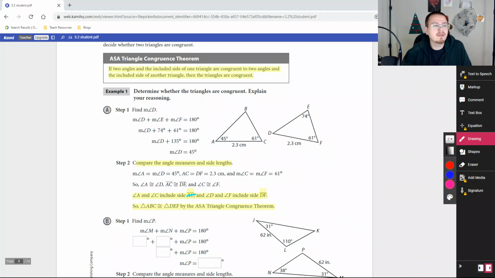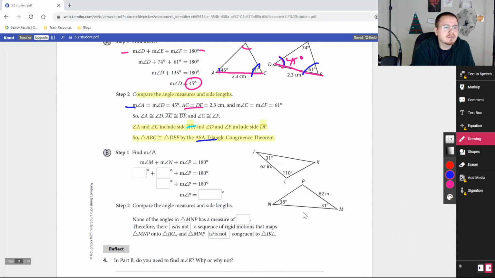By the triangle sum theorem, the three angles must add up to 180. We have a missing angle, therefore we can find out that it is 45 degrees. Now, what can we compare? You can compare angle measure A and D, side length AC and side length DF, and angle measure C and angle measure F. So, two angles and the included side, ASA. They're all congruent. Each pair of corresponding parts is congruent.